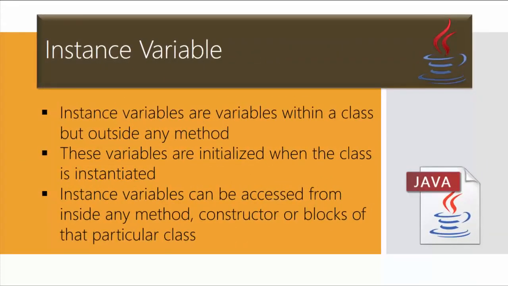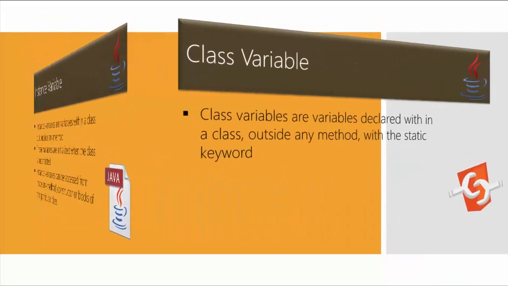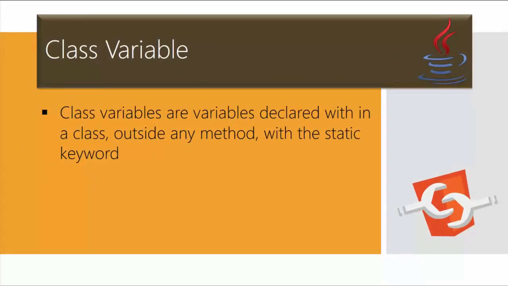The instance variables are variables within a class, but they're outside any method, right? So keep that in mind. These variables are initialized when the class is instantiated, and they can be accessed from any method, constructor, or blocks of that particular class. Moving forward, class variables are variables declared within a class, outside any method, with the static keyword. So whenever we use the static keyword, we're essentially working with a class variable.